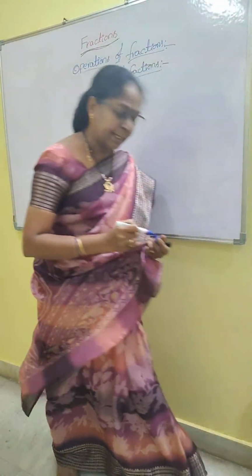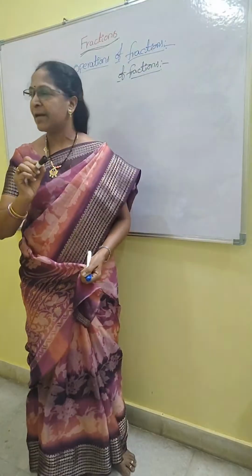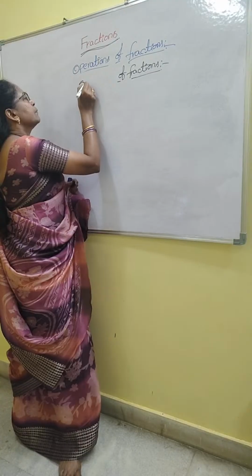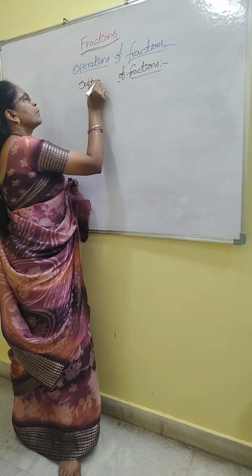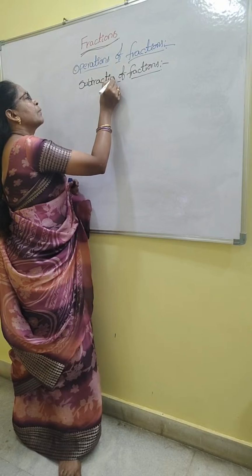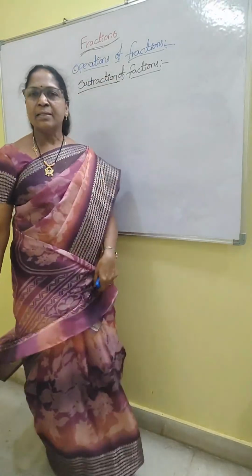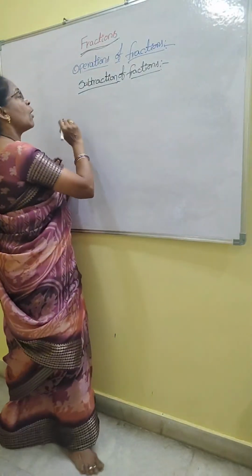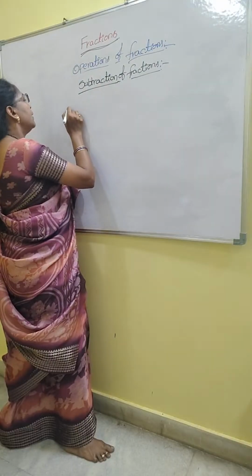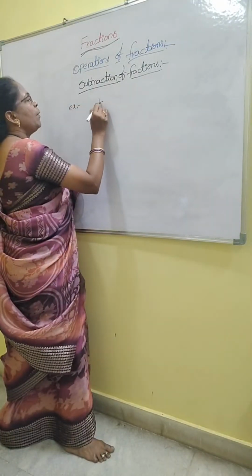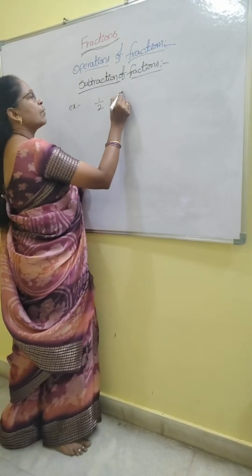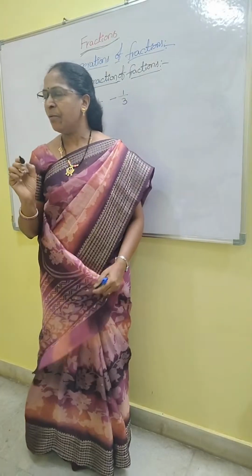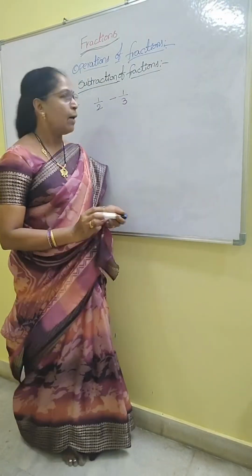Second topic is the second operation of fractions, that is subtraction of fractions. Second one is subtraction of fractions. Now subtraction of fractions, how can we find out here? For example, 1 by 2 minus 1 by 3. Now here see.